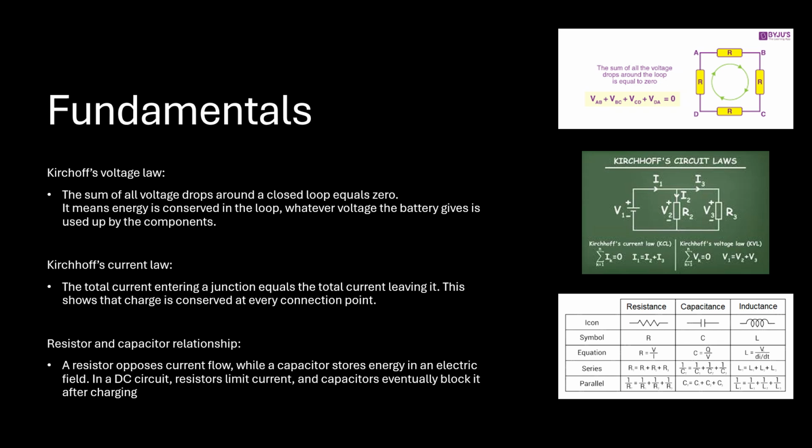Speaking of Kirchhoff's voltage, here it is. It's literally just the sum of all voltage drops around a closed loop equals zero. Kirchhoff's current rule says the total current entering a junction equals the total current leaving it. And the resistor and capacitor relationship is that a resistor opposes current flow while a capacitor stores energy in an electric field. In a DC circuit, for example, the resistor limits current and the capacitor eventually blocks after charging.